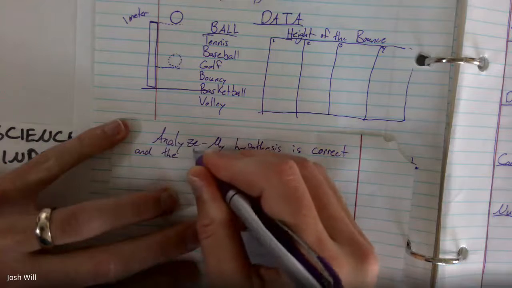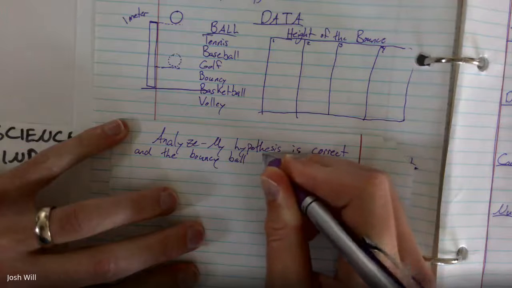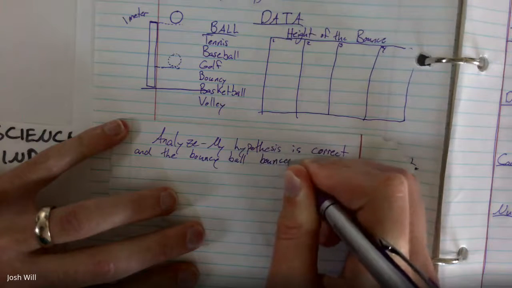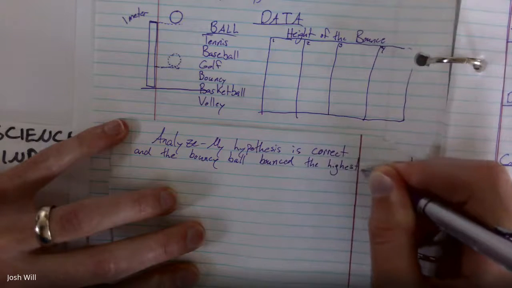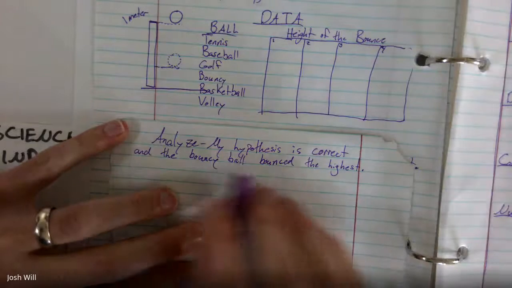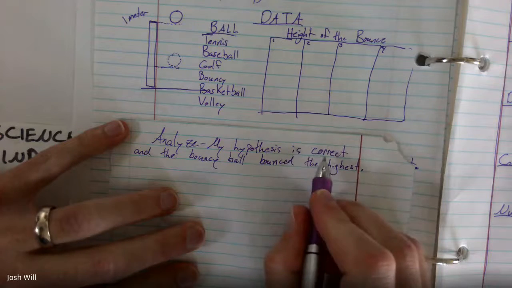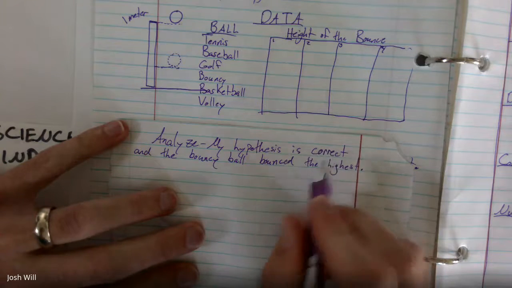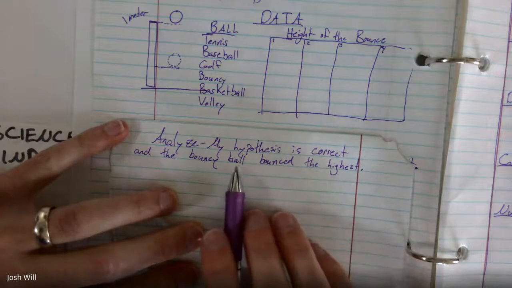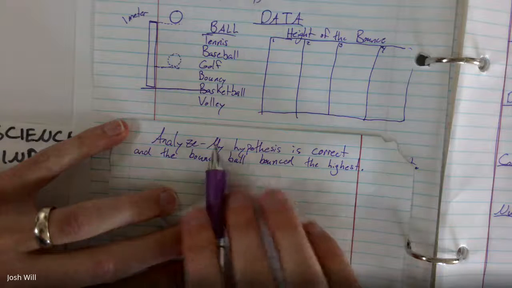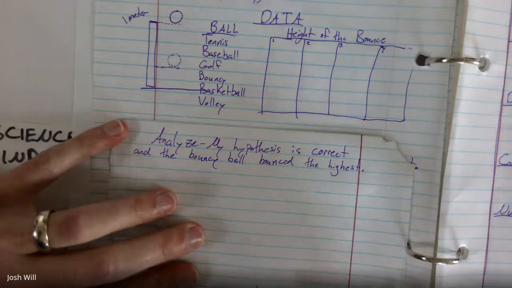And the bouncy ball bounced the highest. Perfect. That's great. If it wasn't the highest, though, that would be a problem. Then it would be incorrect, and then you would say which one did bounce the highest. So let's say you picked the bouncy ball, but a golf ball bounced higher. So you would say my hypothesis is incorrect, and the golf ball actually bounced the highest.